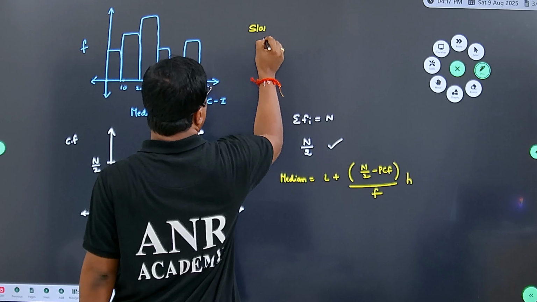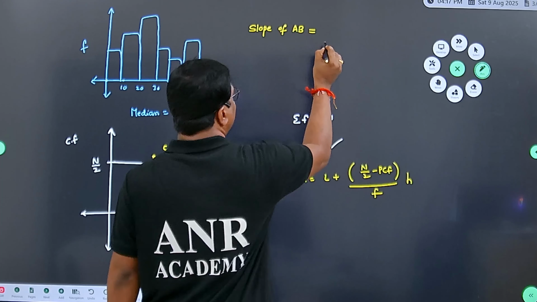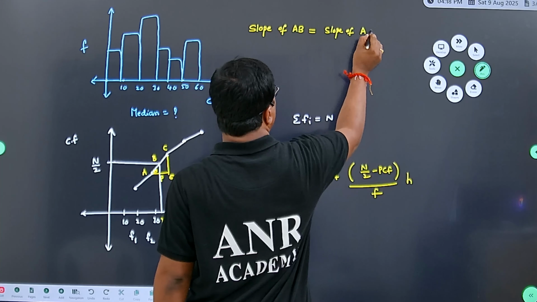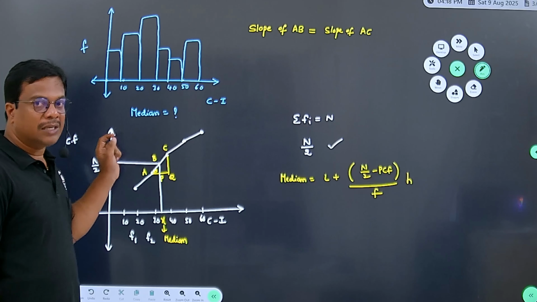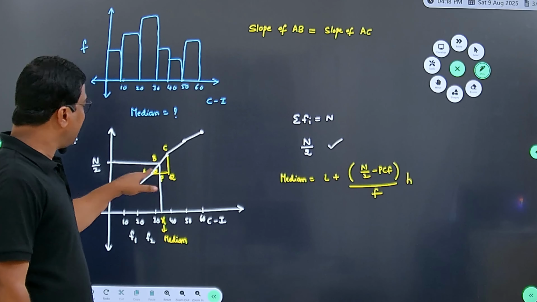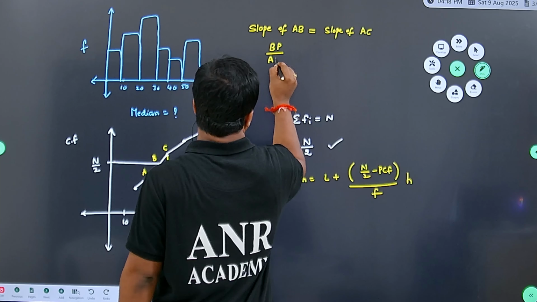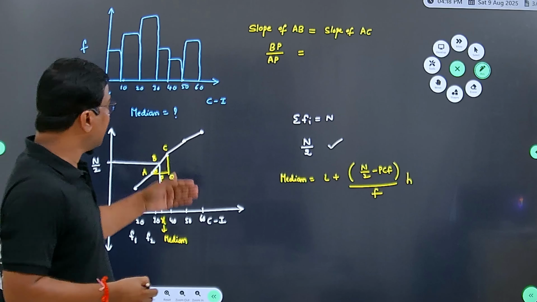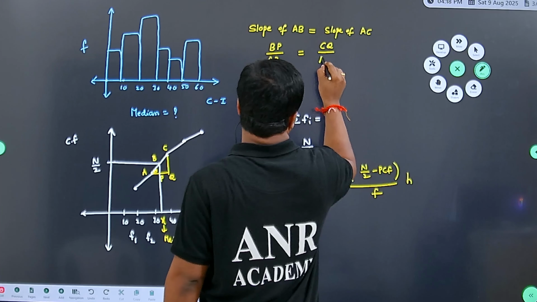What I am doing, I am equating slopes. Slope of AB equal to slope of AC from the figure. Slope formula, that is opposite divided by adjacent. Tangent of the angle is the slope, BP divided by AP, this one, and slope of AC is opposite CQ, adjacent AQ. Therefore, I can write CQ divided by AQ.